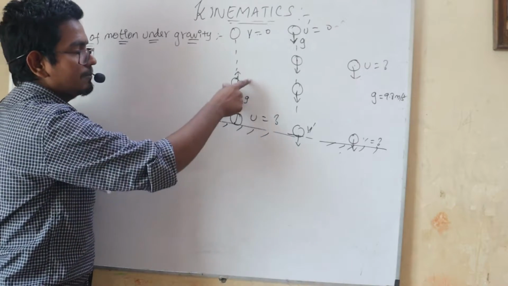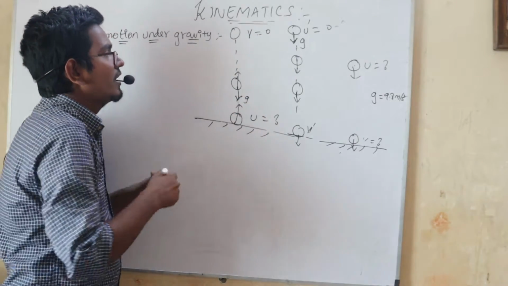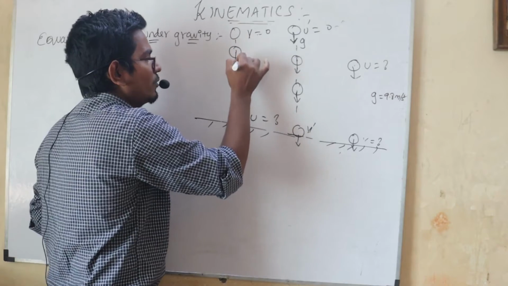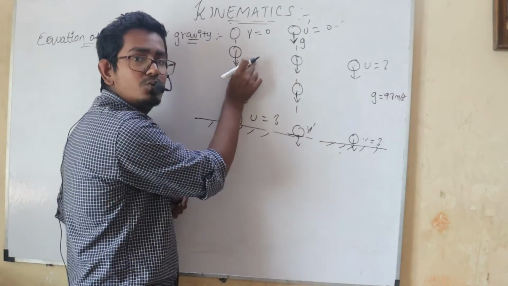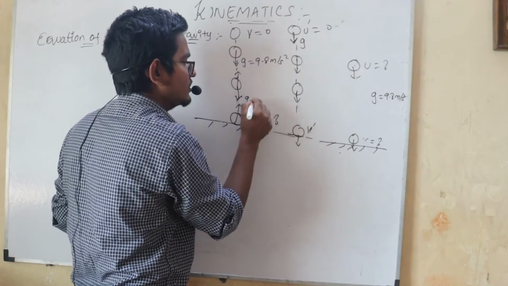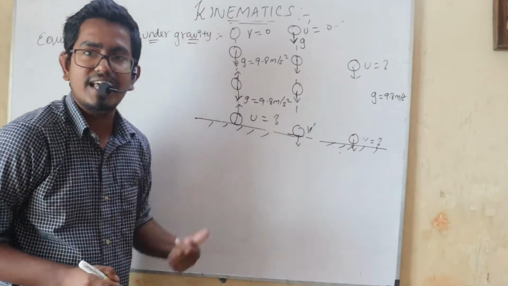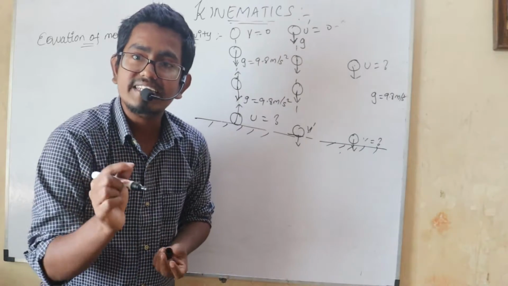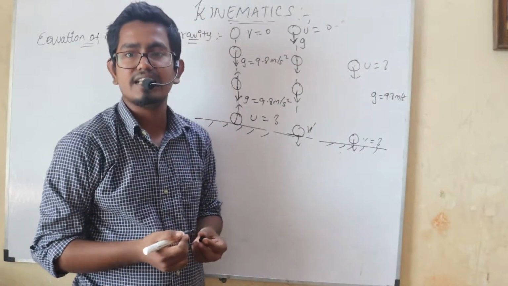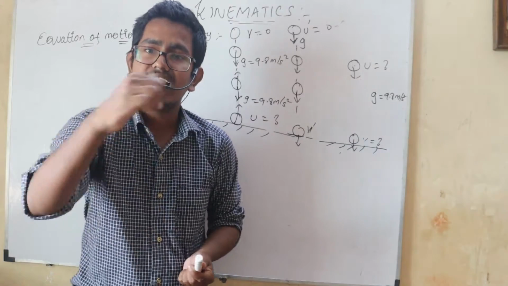As I'm projecting my body, it is going to experience acceleration. As you can see here, everywhere my acceleration is in the downward direction, and it is the acceleration due to gravity, g, equal to 9.8 meter per second square, and here too it is 9.8 meter per second square. As my acceleration due to gravity is constant, I can use the kinematic equations.